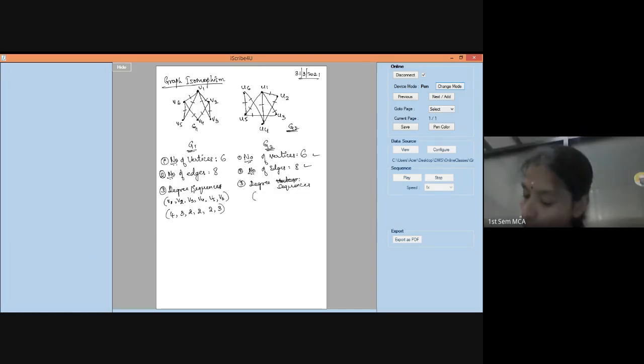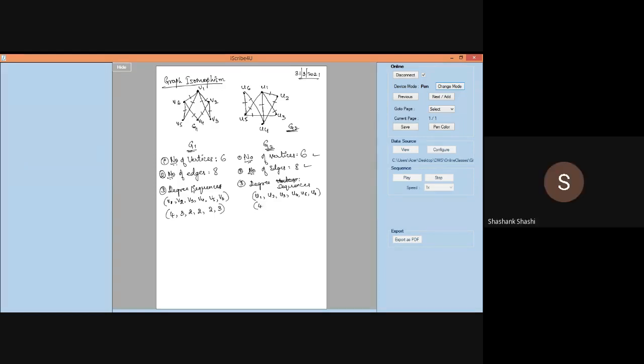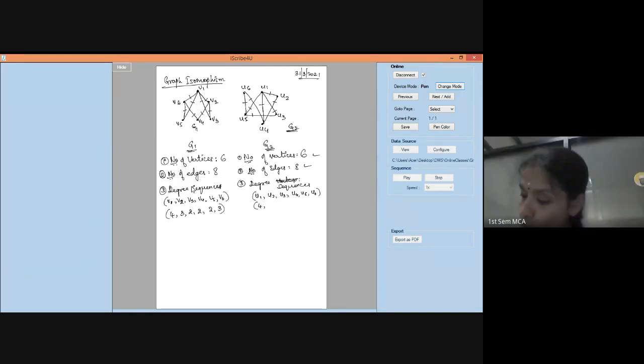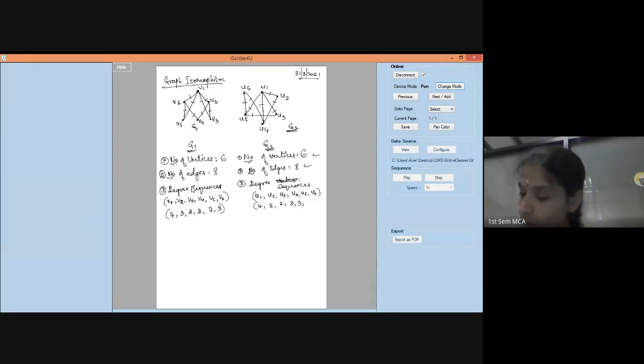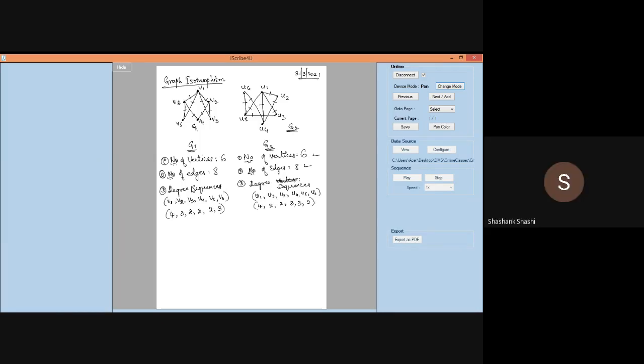Now coming to the degree sequence of G2, we have to find out the degree of U1, U2, U3, U4, U5 and U6. These are the 6 vertices that we have. We have to find out the degree of each of these. U1 is 4. U2 is 2, U3 is 2, U4 is 3, then U5, let me check, U5 is also 3. Then U6 is 2. So this is our degree sequence.